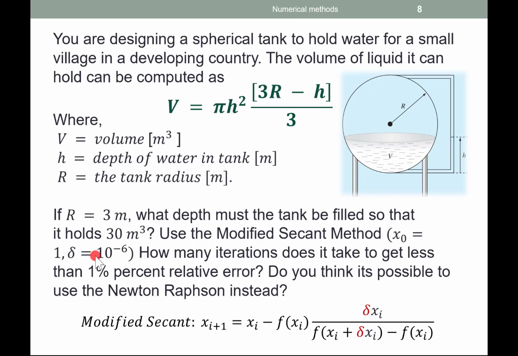The factor here, delta, is 10 to the negative 6 again. How many iterations does it take to get less than 1% relative error? So that's the first part of the question. Second part is, do you think it's possible to use the Newton-Raphson instead? So try this out. Try this first part of it. And I'll give you a few minutes and let's see how far you get.